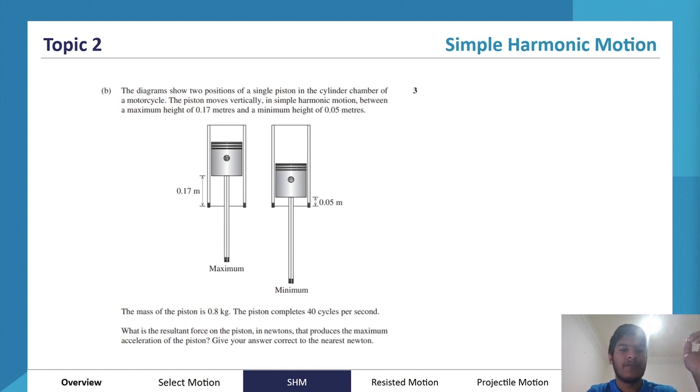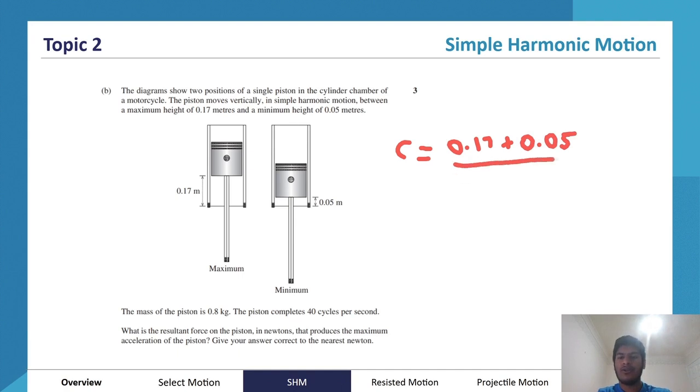Okay, so first step is to come up with an expression for acceleration, or we can start from position and then get to acceleration. But if we can jump straight to acceleration, that's probably a bit faster. So let's look at what's happening in this case. What's our center of motion? Well, our center of motion is going to be the average between our minimum and our maximum. So our maximum is 0.17 and our minimum is 0.05, over 2.